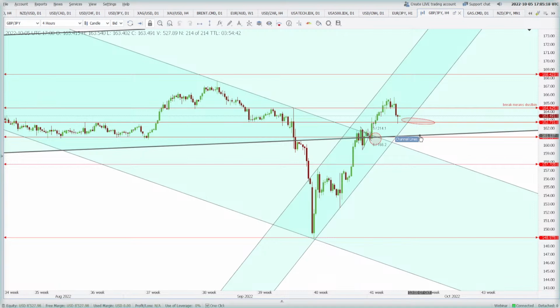My SL is above my entry already. Yes, your SL should be above your entry only, right above your entry.